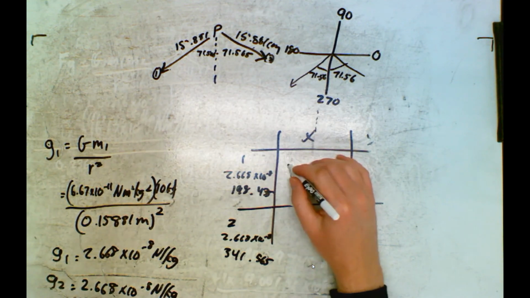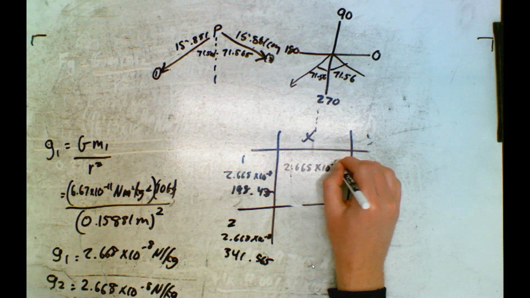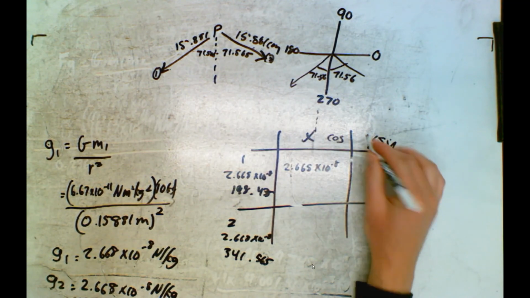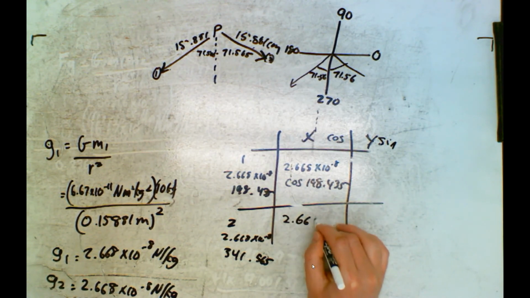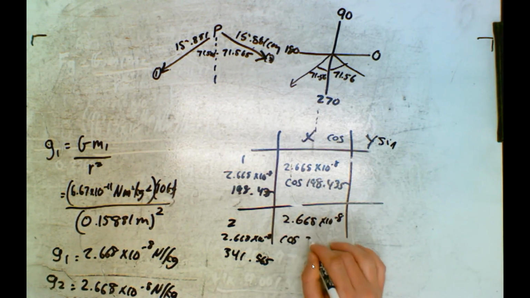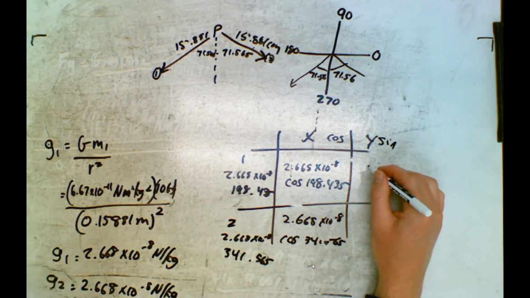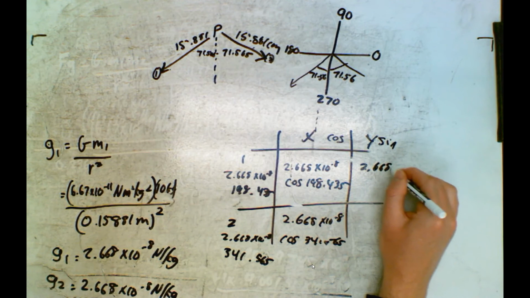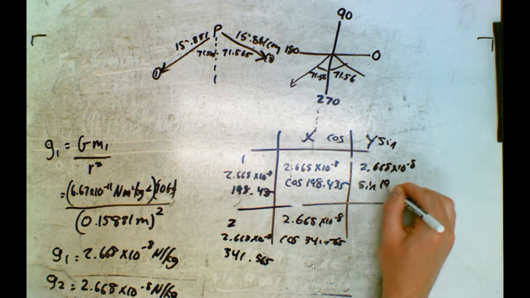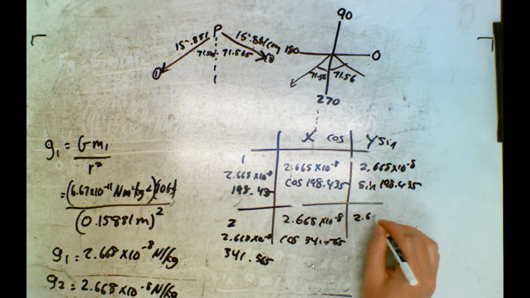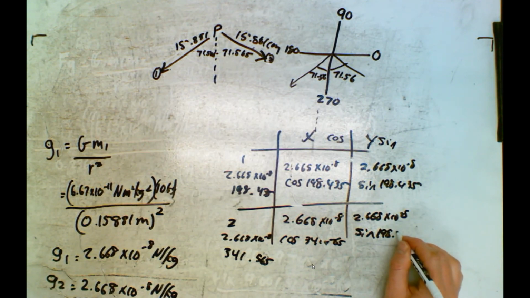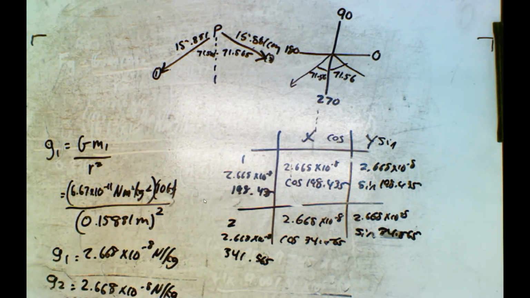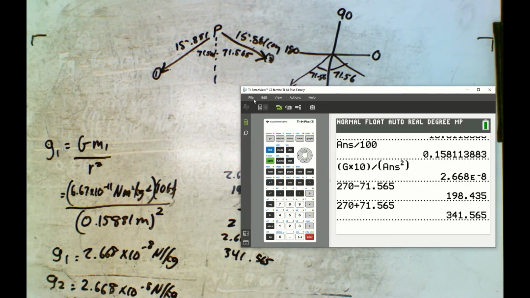So then I just go 2.668 times 10 to the negative 8. X is cos, y is sine. So I just go cos 198.435, and this is 2.668 times 10 to the negative 8, cos 341.565. And I would do the same thing for sine. Then 2.668 times 10 to the negative 8, sine of 341.565, like that. Okay, sorry, that's kind of messy, but I'll put it in my calculator so you can see a little bit better.